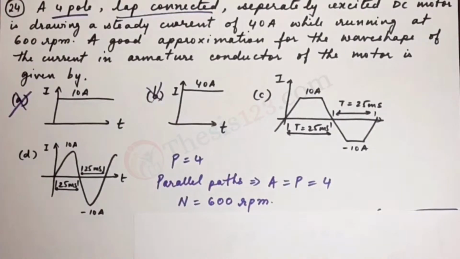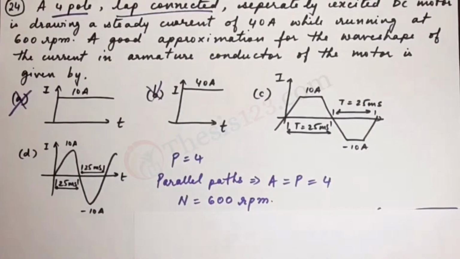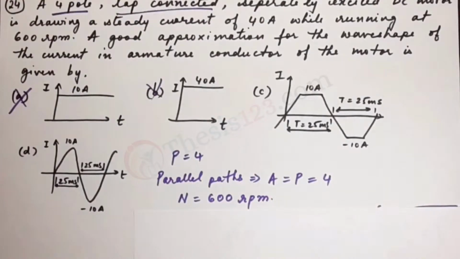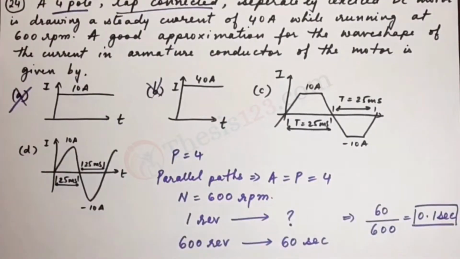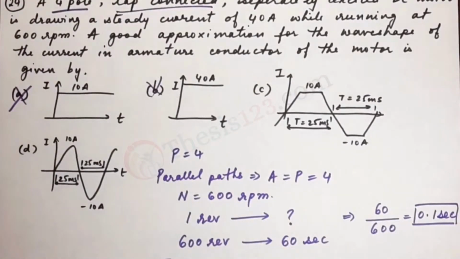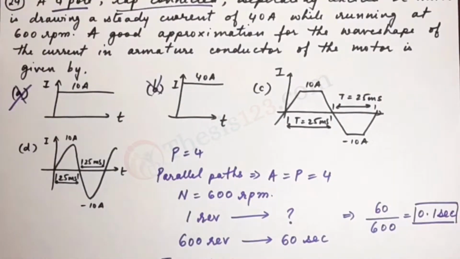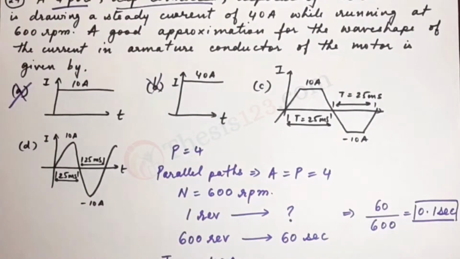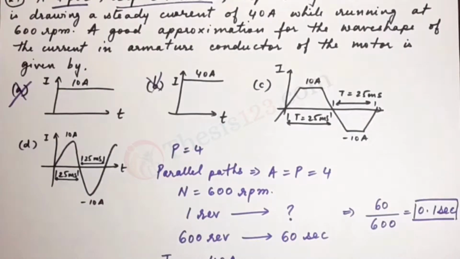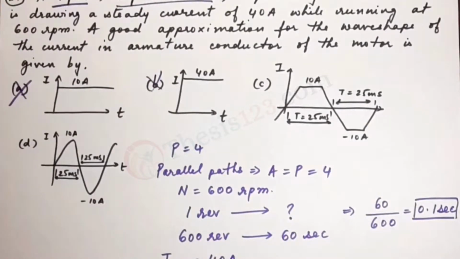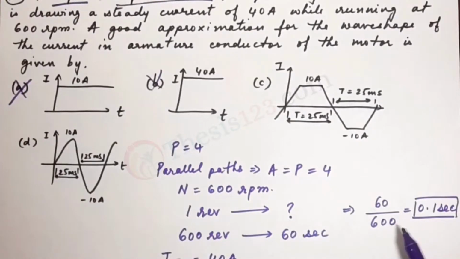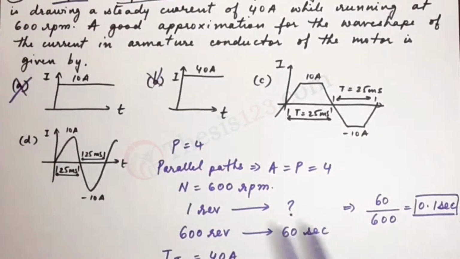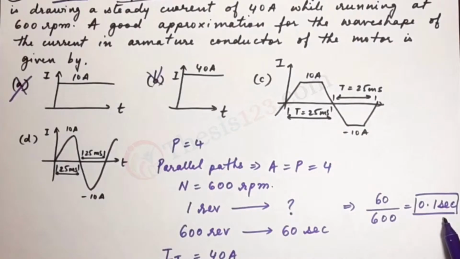Now let me tell you how to determine the time period. There are actually 2 ways by which we can find out the time period of a waveform. So before we go into that, let's find out what is the time taken to complete 1 revolution. It is given that the speed is 600 rpm. For 600 revolutions, it is 1 minute, so 60 seconds. How much would 1 revolution be for? So 1 revolution would give us a ratio of 60 by 600, which is 0.1 second. Which means that for every 1 revolution, it takes 0.1 seconds.